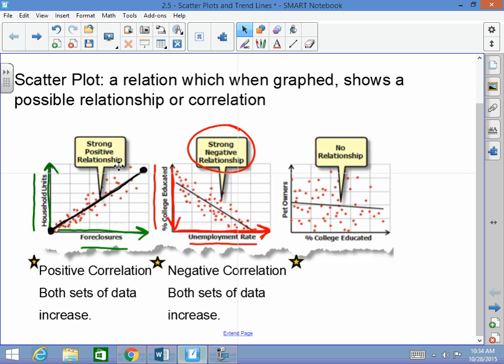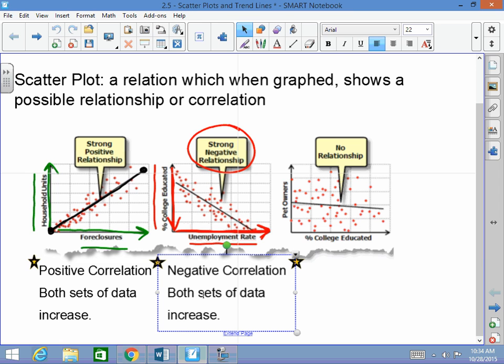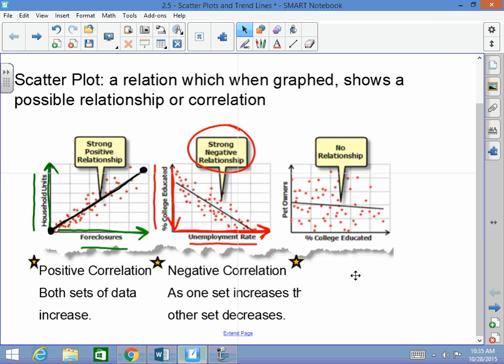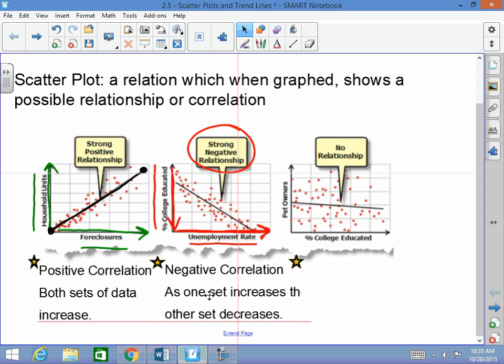So what happens here is, and this is wrong, it's not that both sets of data increase, that is false. In this case, as one set increases, the other set decreases. My bad. I'm sorry about that. That was pretty silly.